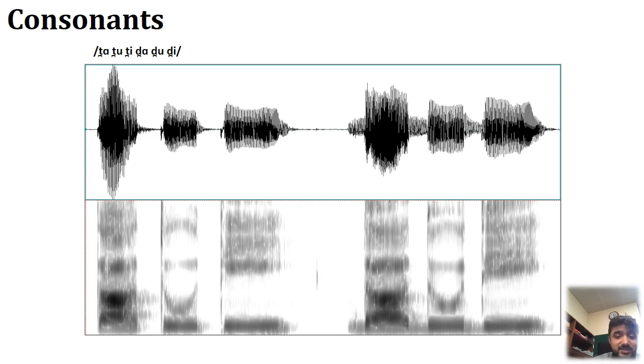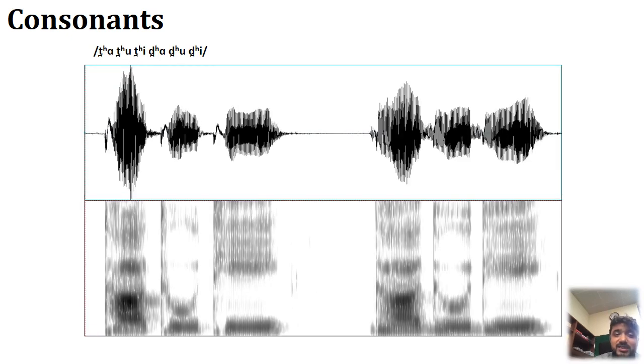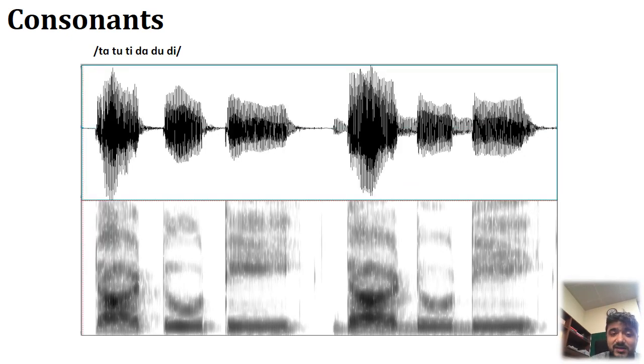Again, pause it, look at it on your own. Tha thu thi, dha dhu dhi, ta tu ti, da du di. Many of the things which were not visible in the original spectrograms are now more visible here, like the formant transitions. You can clearly see these transitions. So many of these things are now more visible, and you can at your own leisure look at them in more detail.